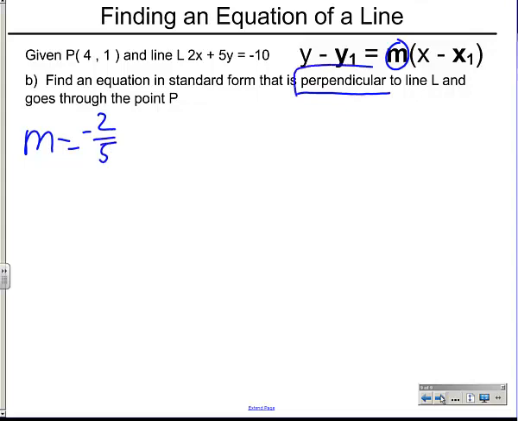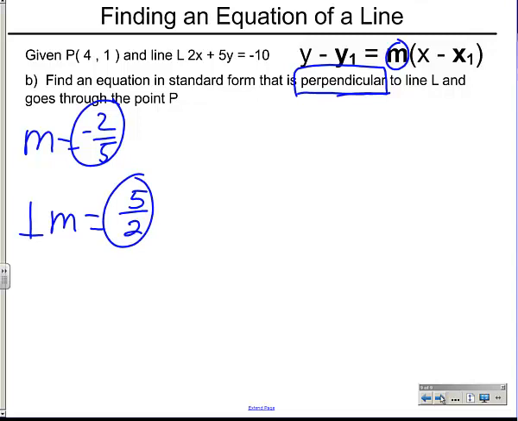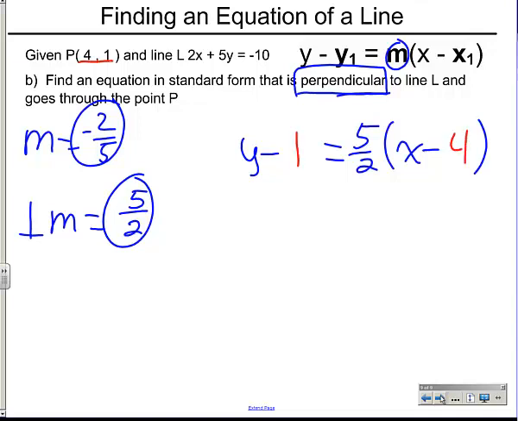But I'm talking about a perpendicular line. Well, perpendicular line is a negative reciprocal, so the perpendicular slope is going to be positive 5 over 2. So we're not going to use this one for the equation. We're going to use the perpendicular slope, which is 5 over 2. So in place of m, we're going to put 5 over 2, bring down my x minus and my y minus, and I'm going to use the same point (4, 1). So I have a 1 for y and a 4 for x.